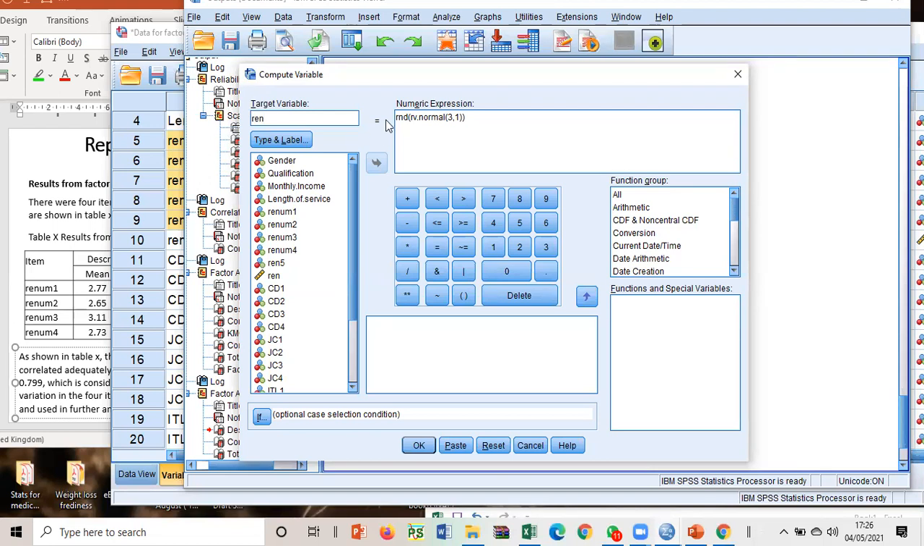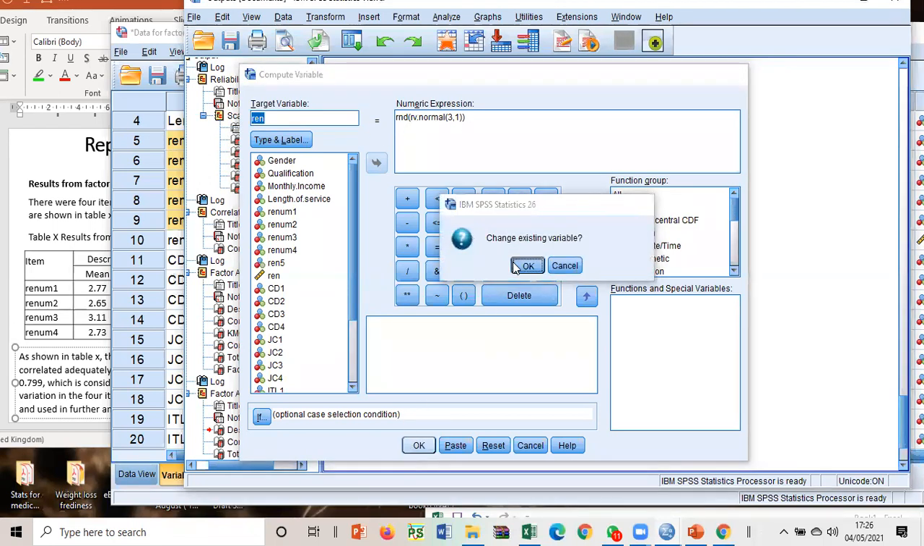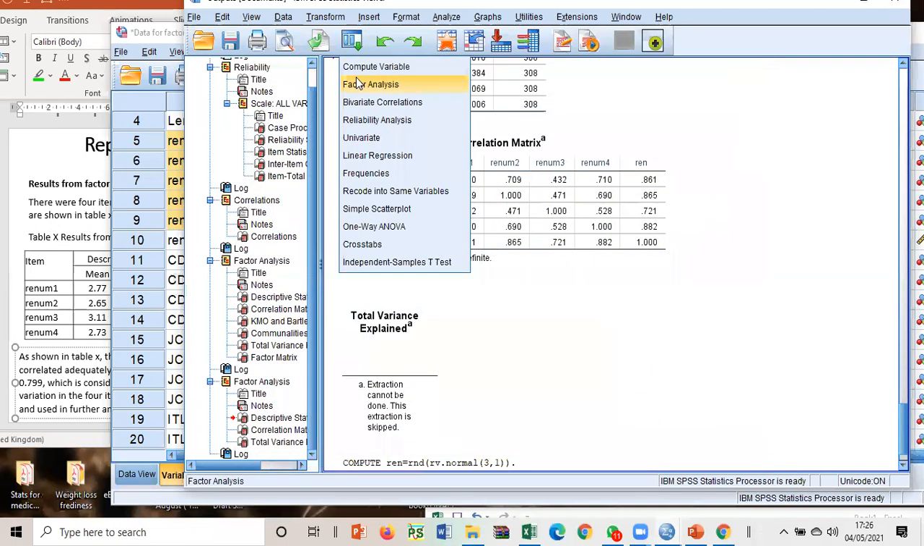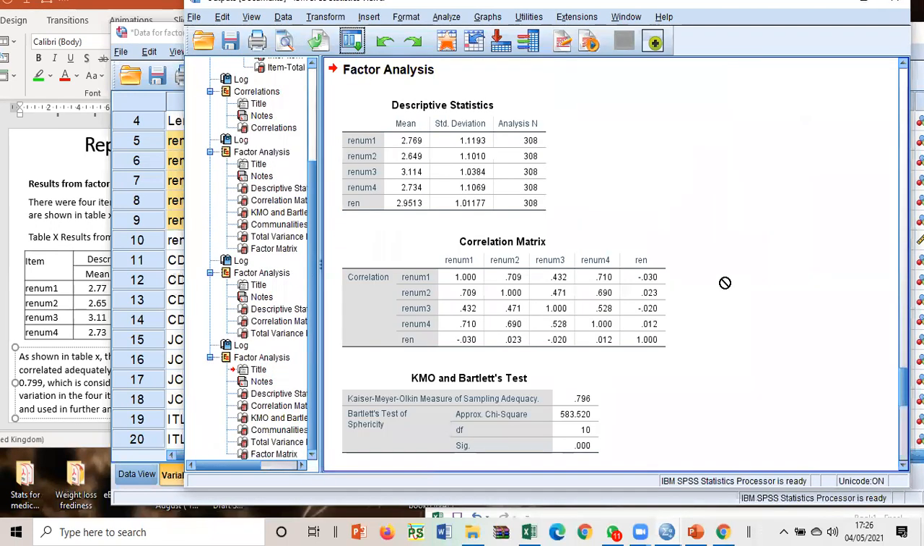I want this to be random, variable, normal. Okay, try one more time. Hold on, now I want to make the particular variable weaker. Okay.